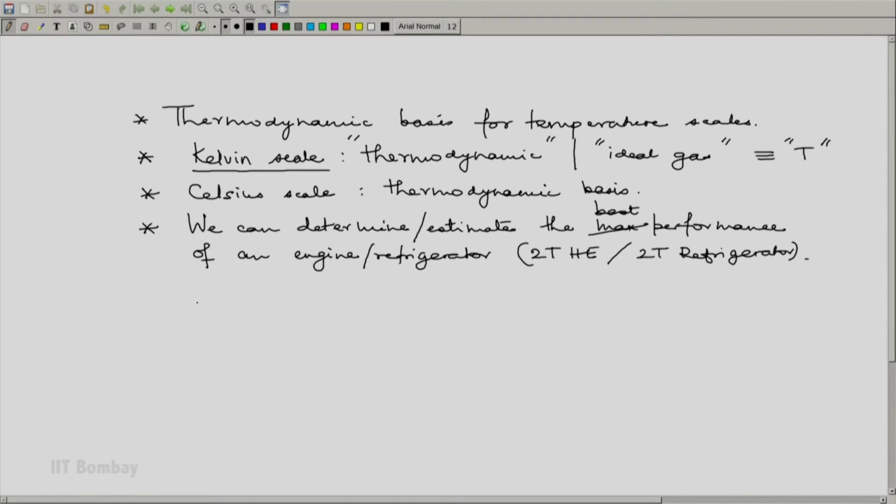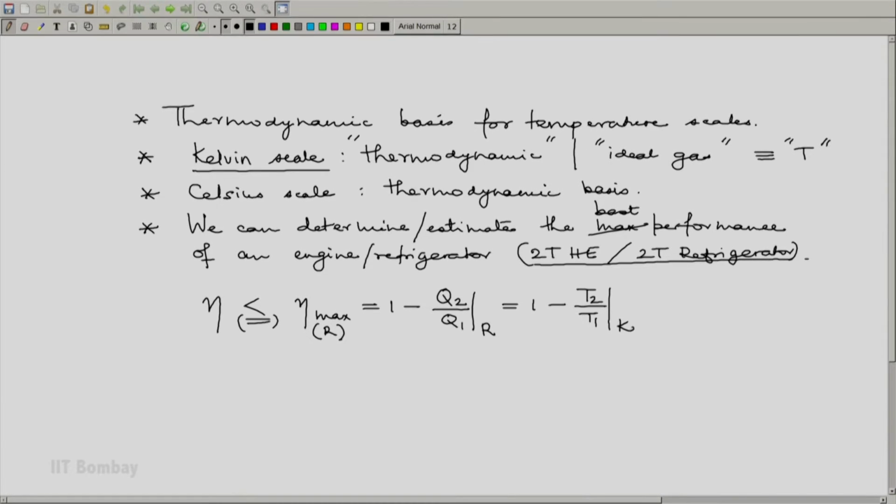For example, we know that assuming that we have the 2T heat engine, the efficiency of any such engine will be less than or at most equal to, in the reversible limit, but in real life this equal to will hardly ever be applicable, a maximum efficiency which is based on the reversible case, which is given by 1 minus Q2 by Q1 for a reversible case, which we know is 1 minus T2 by T1, where T2 and T1 are thermodynamic temperatures. So these are on the Kelvin scale. So if we know the temperatures between which our engine works, we have an estimate for the maximum efficiency, and we know that the real life efficiency is going to be less than that.